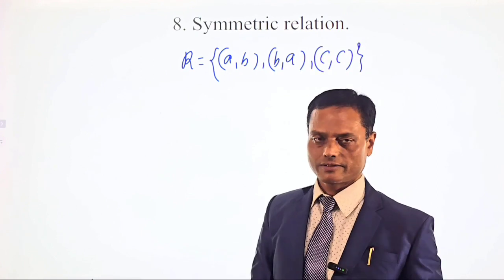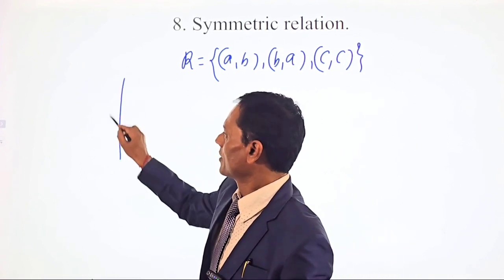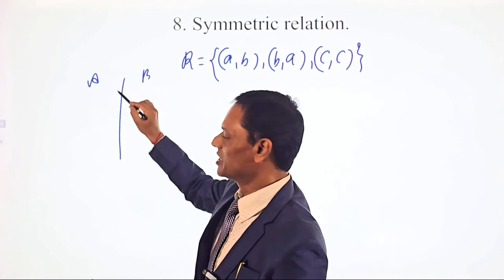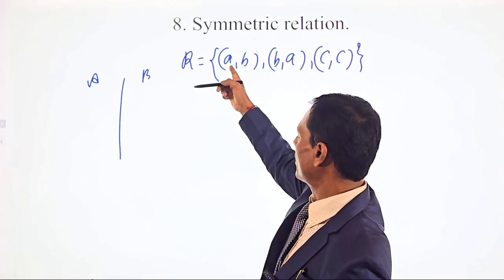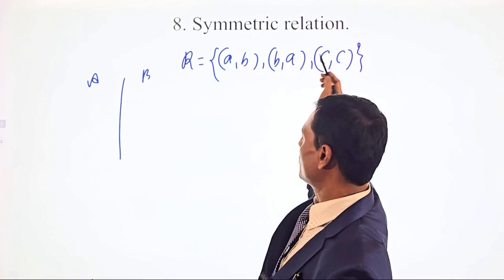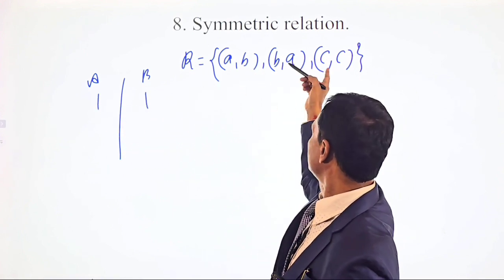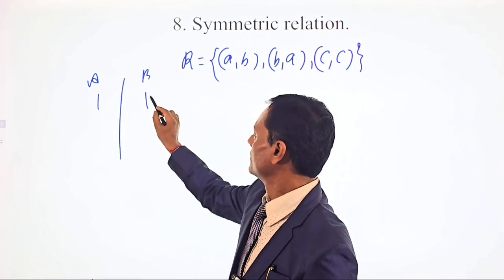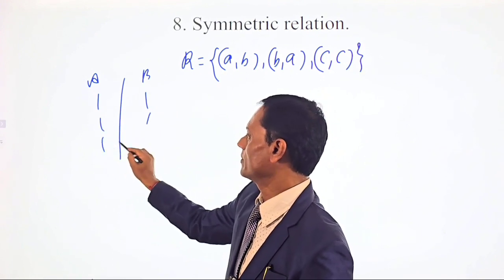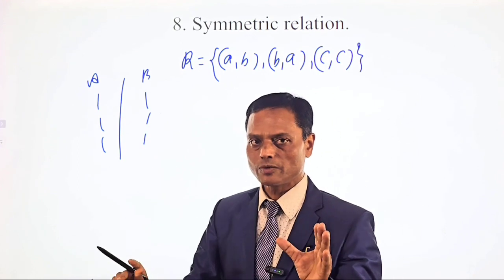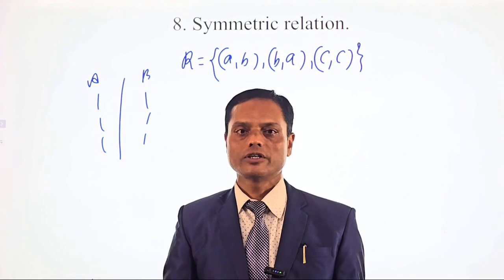That is a symmetric relation. How to know? I'm going to explain it. At the a side and at the b side, a side means the x component and the y component. See here, a is only one time, b is one time, c is one time, right? That is symmetric. Symmetric means the number of x components should be equal to the number of y components.